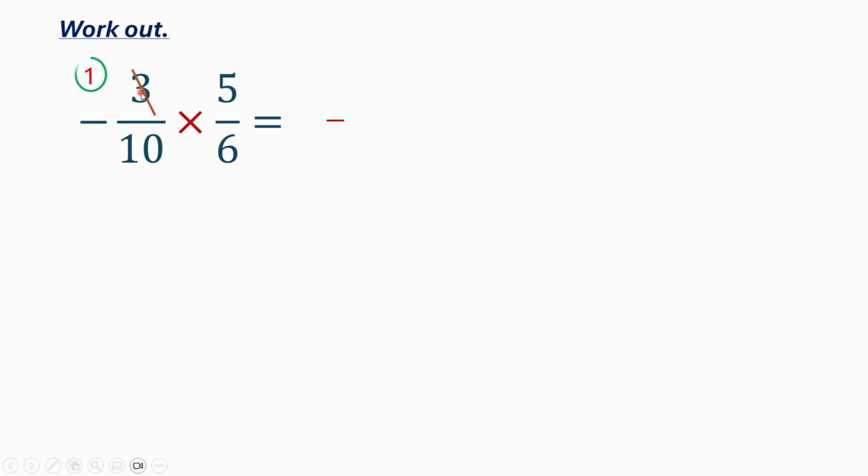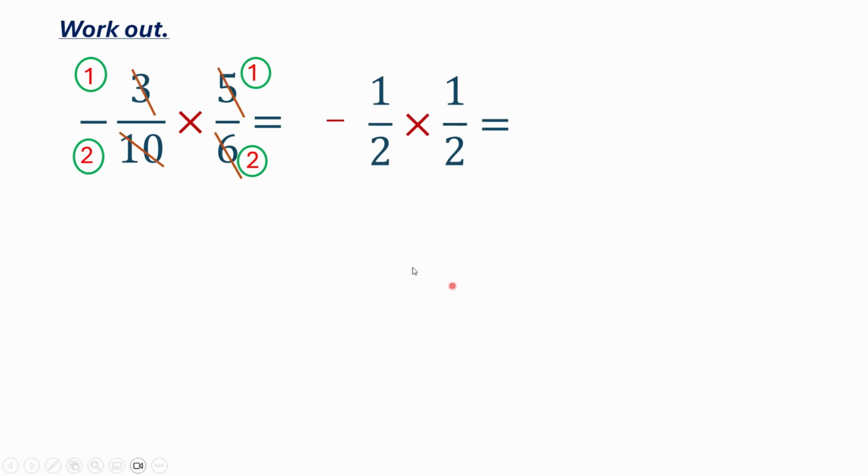3 divided by 3 is 1. 6 divided by 3 is 2. And then I can do the same with 5 and 10. I can divide 5 by 5, I will get 1. And then 10 divided by 5, I will get 2. And then I will write the new fractions here, 1/2 times 1/2.